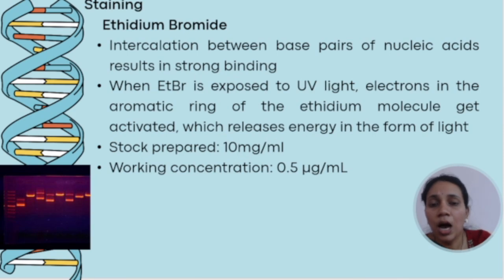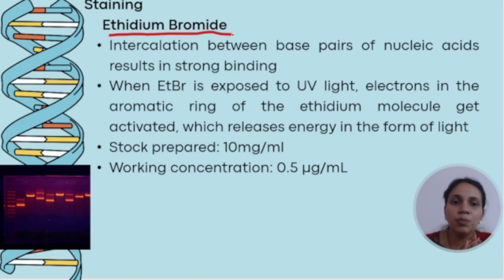So next, how are we going to visualize it? For that, most commonly what is used here is ethidium bromide. This is one cancerous component because it gets stacked between the base pairs by the process of intercalation. So if we are using ethidium bromide for a prolonged time, it may affect our health. So it is always advisable to use good quality hand gloves while working with ethidium bromide.